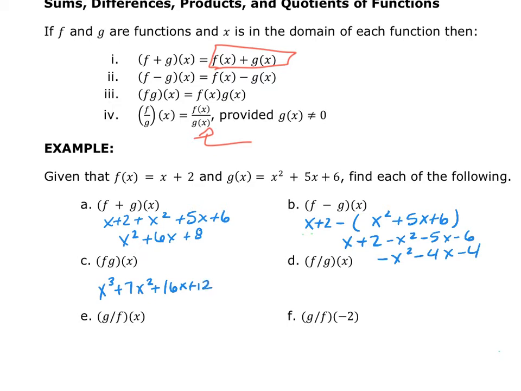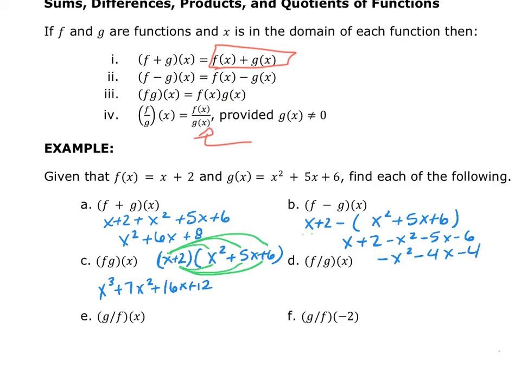And the way that you find that is you're going to take your x plus 2 and distribute it onto the x squared plus 5x plus 6. In this case, you have to distribute the x onto 3 terms, and you have to distribute the 2 onto 3 terms. Then you combine like terms, and it looks like we have agreement on that one.